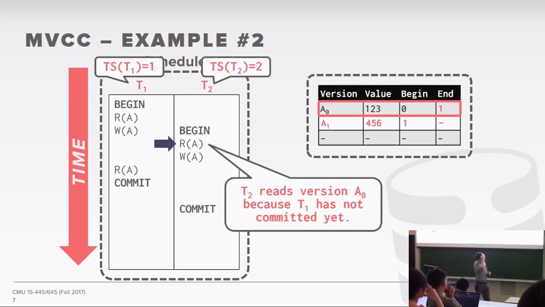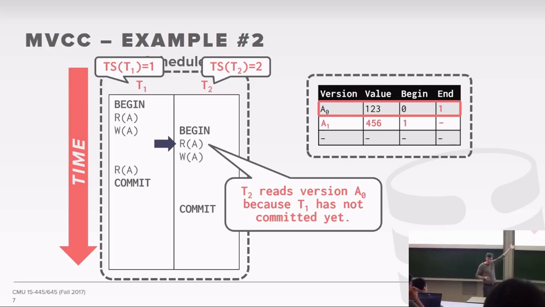So it would know that this tuple here was created by a transaction with timestamp 1, and it can look in this additional data structure and say, well, has the transaction corresponding to timestamp 1 committed yet? If yes, I can read that version. If no, then I want to go back to the previous version.